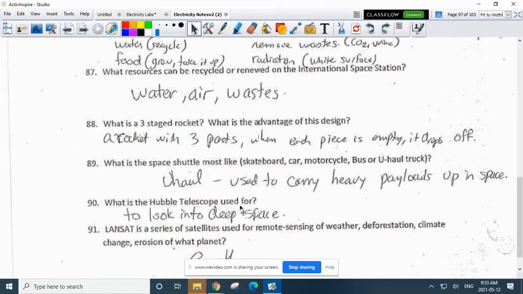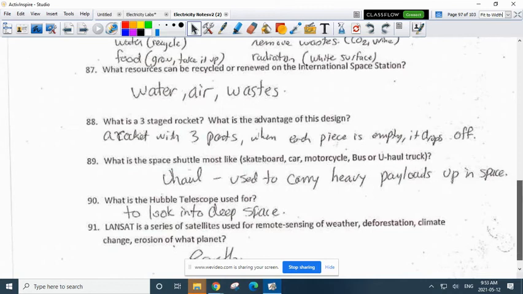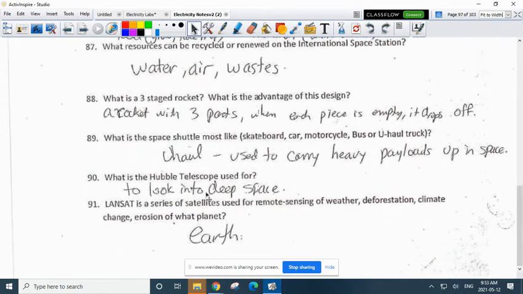What's the Hubble telescope used for? Remote sensing to look into deep space. Landsat is a series of satellites used for remote sensing of weather, forestation, climate change, erosion. Of what planet? Earth. That's easy. That was more of a question to focus you on remote sensing from a distance.